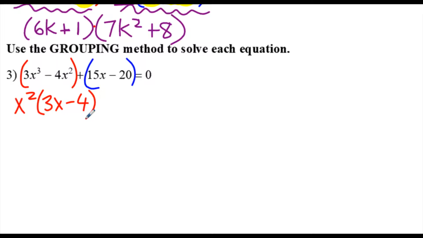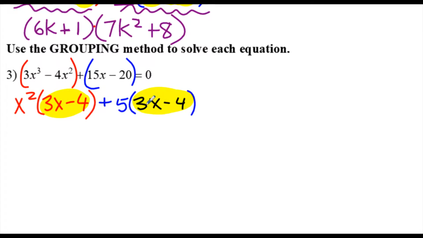That would be your first term. So think about distributing it back. X squared times 3x is 3x cubed. X squared times negative 4 is negative 4x squared. So now look at the second group. Those two terms, 15 and 20, are both divisible by 5. So I'm going to put a plus 5 here and take out that 5, or 5 times 3x and 5 times minus 4.